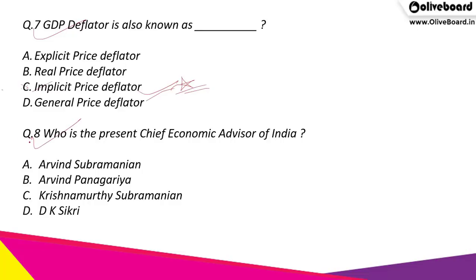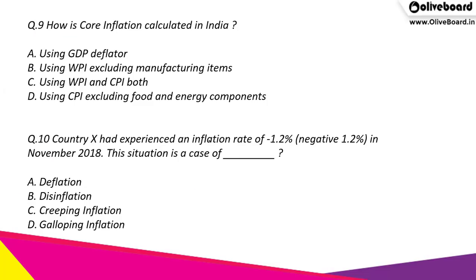Now, a current affair based question. Who is the present chief economic advisor of India? He was recently elected as the chief economic advisor. Arvind Subramanian? No. Arvind Panagariya? No. The answer is Krishnamurthy Subramanian. He is an ISB, Indian School of Business professor.